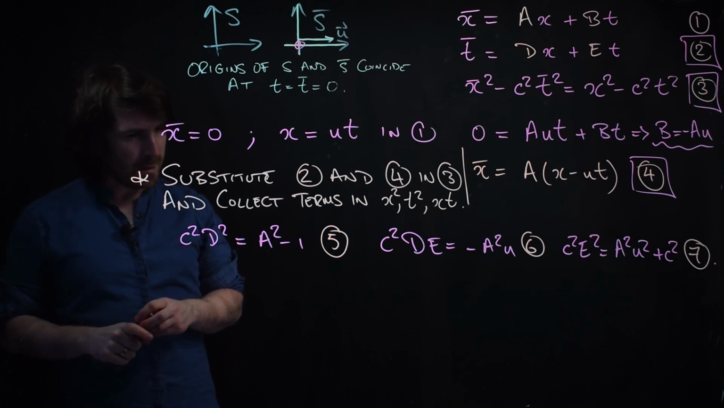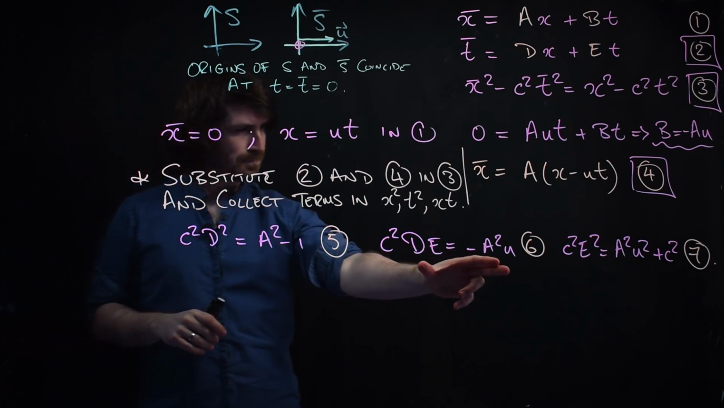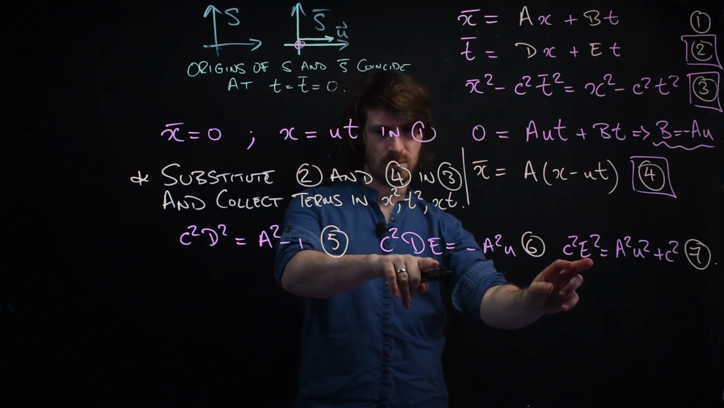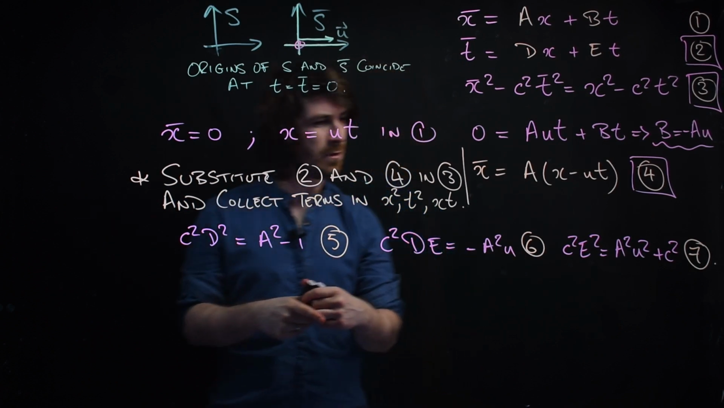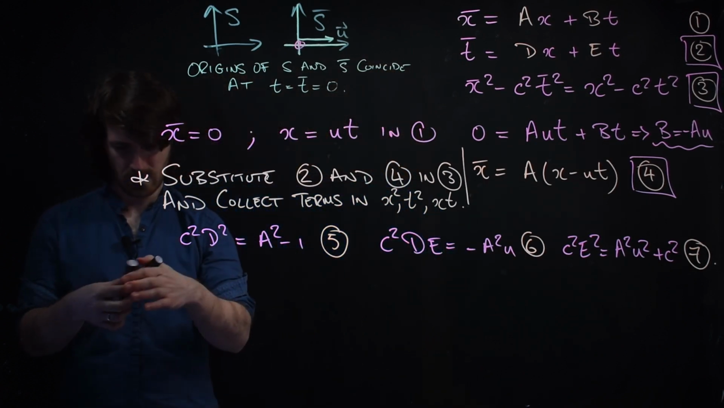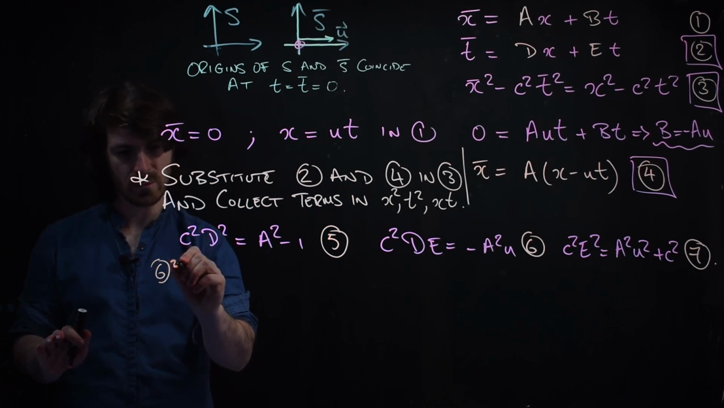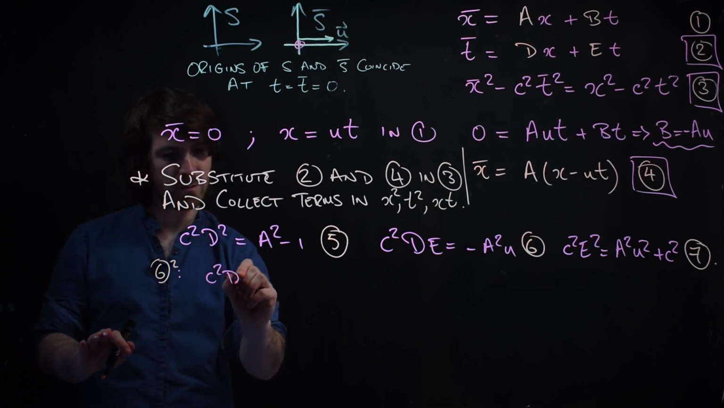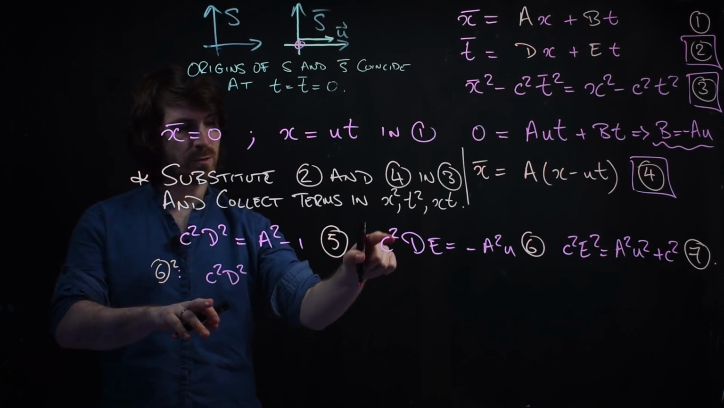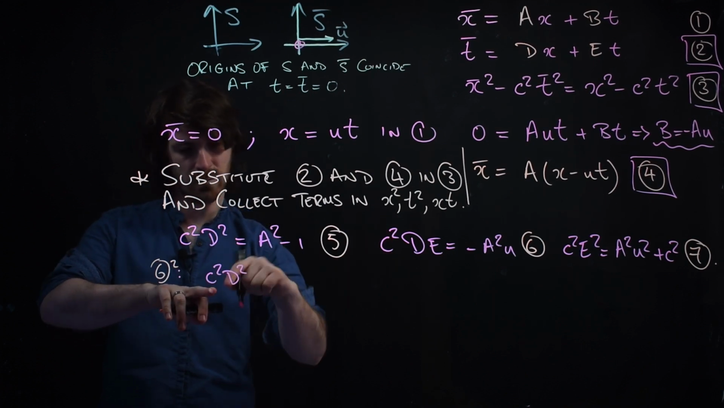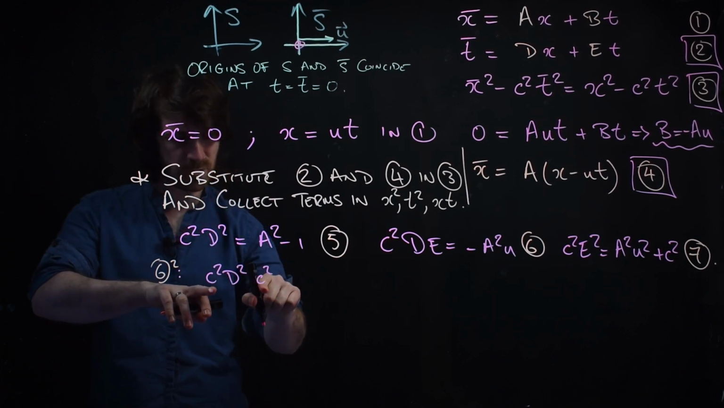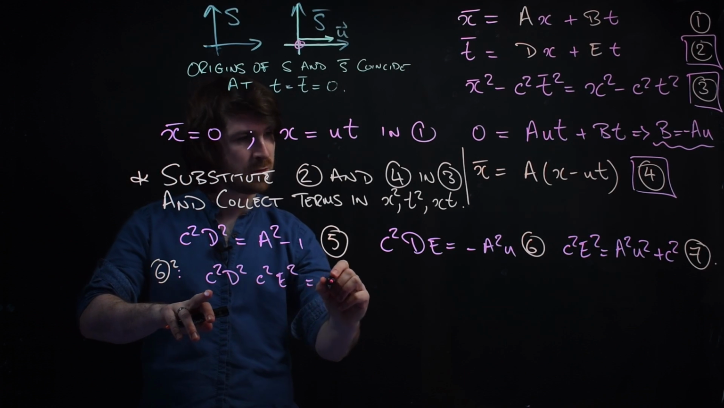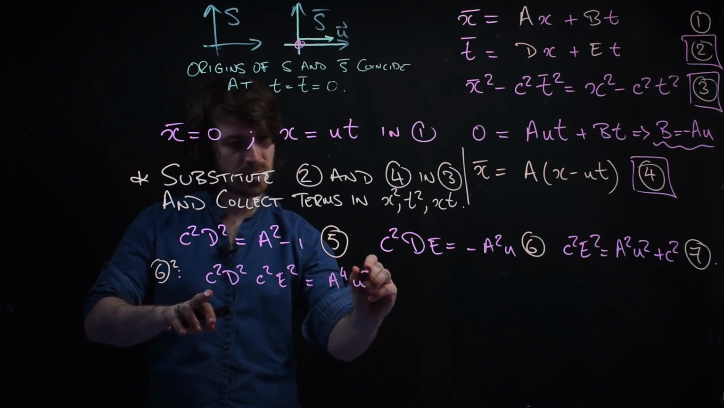Okay, so what do we do? Let's think about equation 6. This has a c squared and an e squared in it, so let's try and get an e squared from 6. So let's square equation 6. So 6 squared gives us that c squared d squared. So we've squared the c squared, so we get a c to the 4. So there's a c squared d squared. We've also got a c squared e squared. That gives us 4 powers of c equals a to the power 4 u squared.